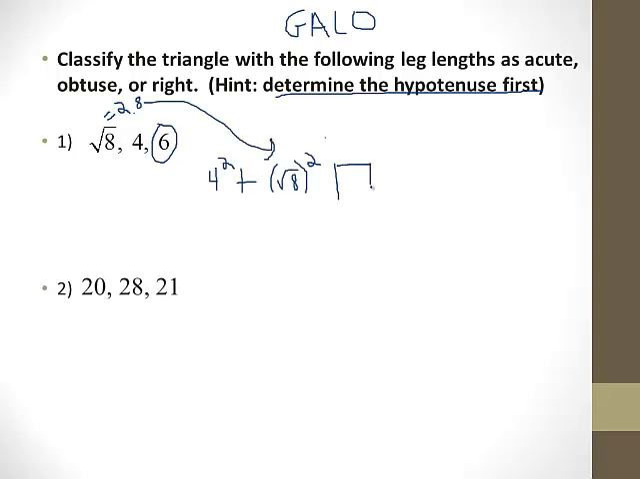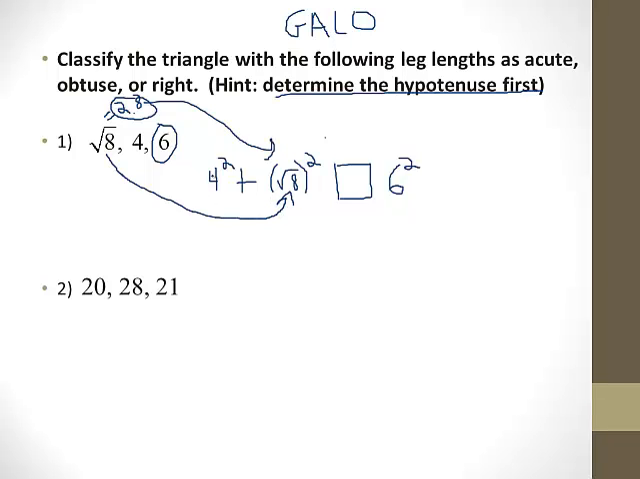So what I have here, I'm going to put a box. That means 6 is going to be my C. And my other numbers, A and B, are going to be 4 and square root of 8. The thing you don't want to do, when you plug it into the formula to figure out whether it's obtuse, acute, or right, is put in the decimal form of a radical. Because if you round it, you actually end up getting an incorrect answer. So you want to make sure that you put the radical in the actual formula.